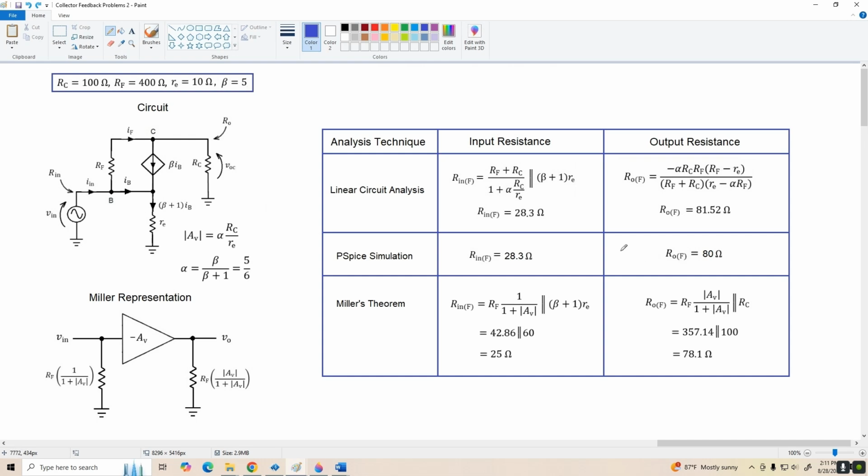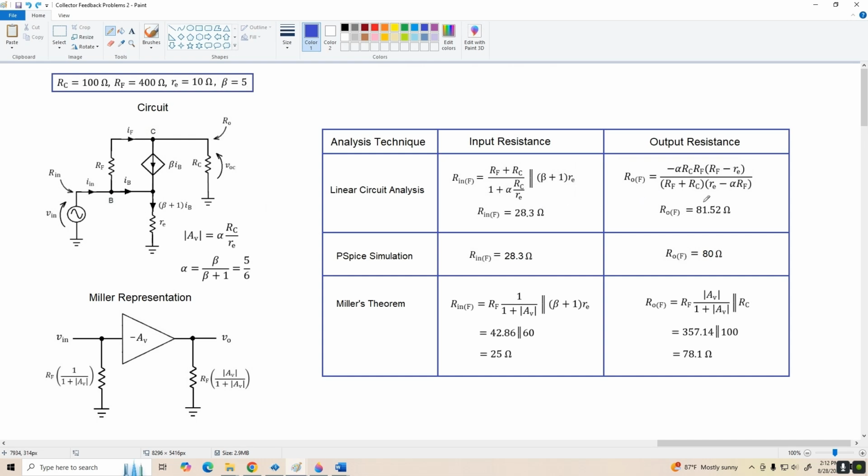So when we compare the results, the standard linear circuit analysis techniques that I used to derive the equations gave us 28.3 ohms for input resistance. PSpice agreed 100%, and Miller's theorem says it should be 25 ohms. Take from that what you will. I think it's probably really 28.3, but I'm biased.